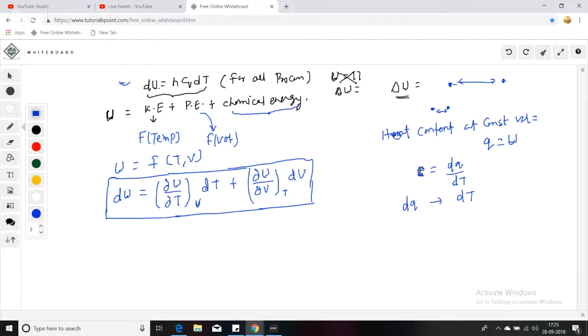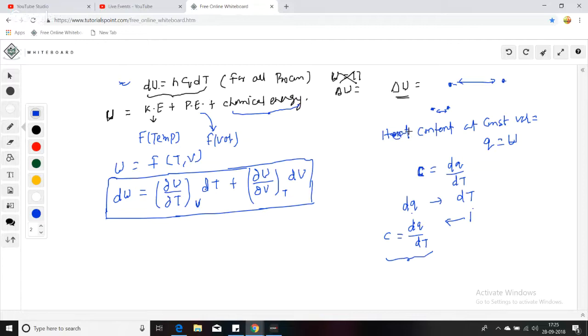Amount of heat required. I'm repeating this again and again. If you do not have this, you write it down. Heat capacity is the amount of heat required to change the temperature by 1 degree Celsius. So for 1 degree Celsius change in temperature, the heat required is dq by dT, which is nothing but C according to the definition, right?